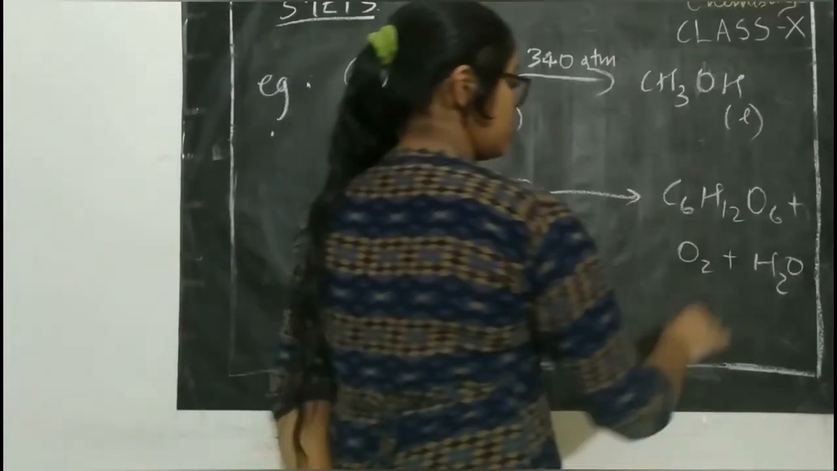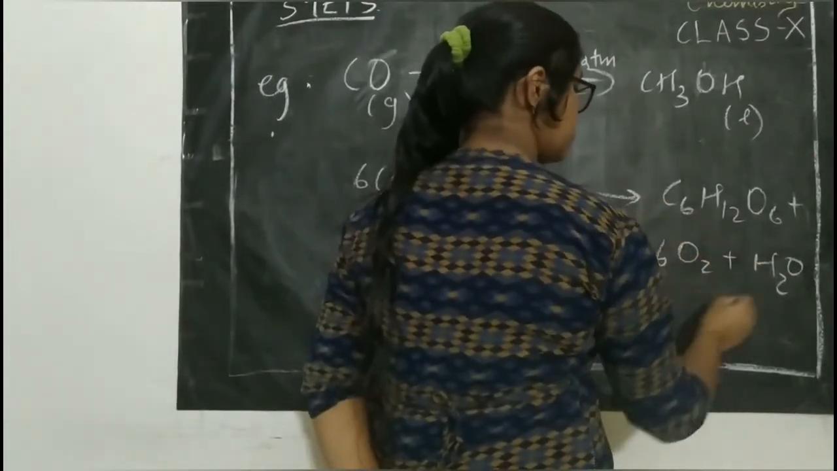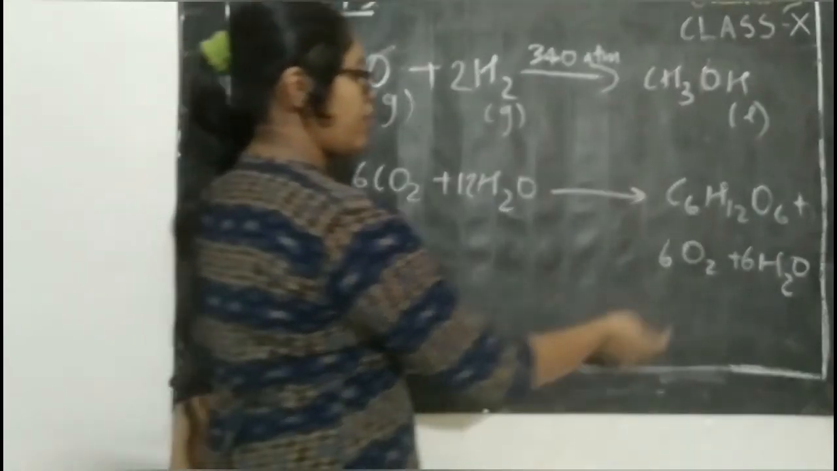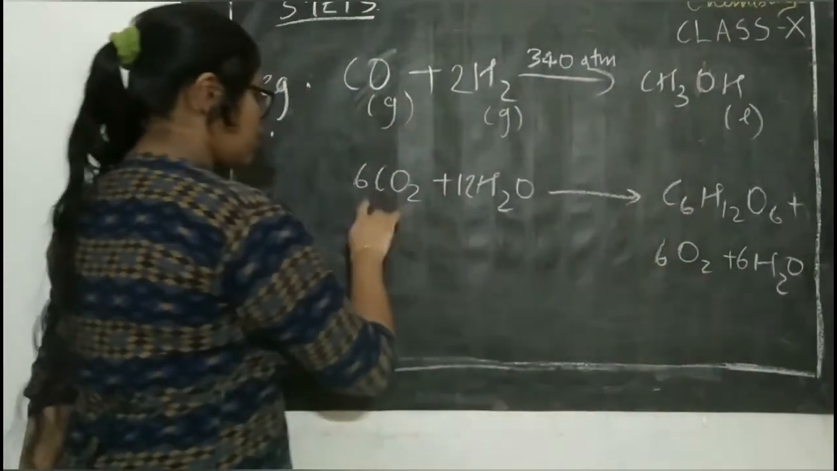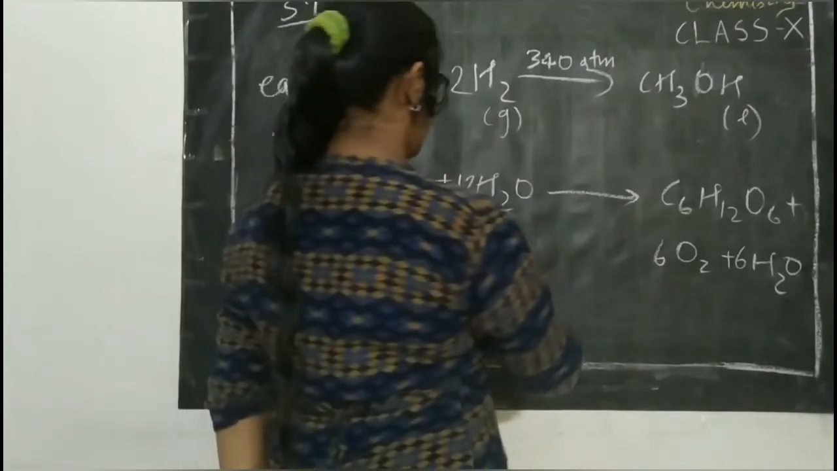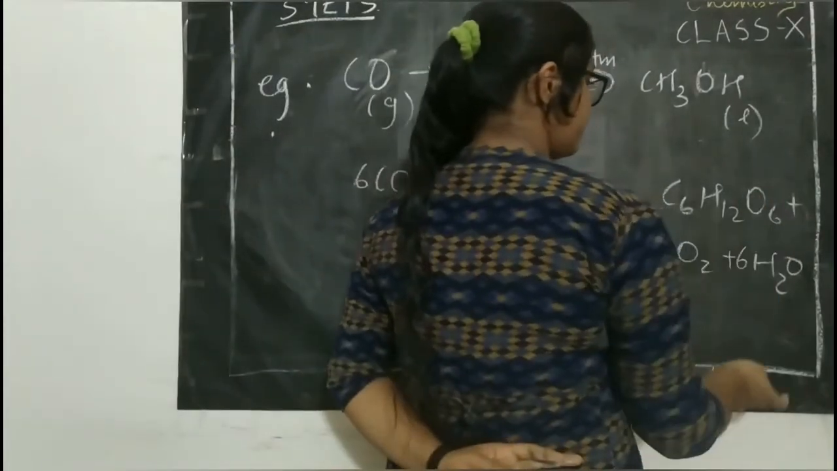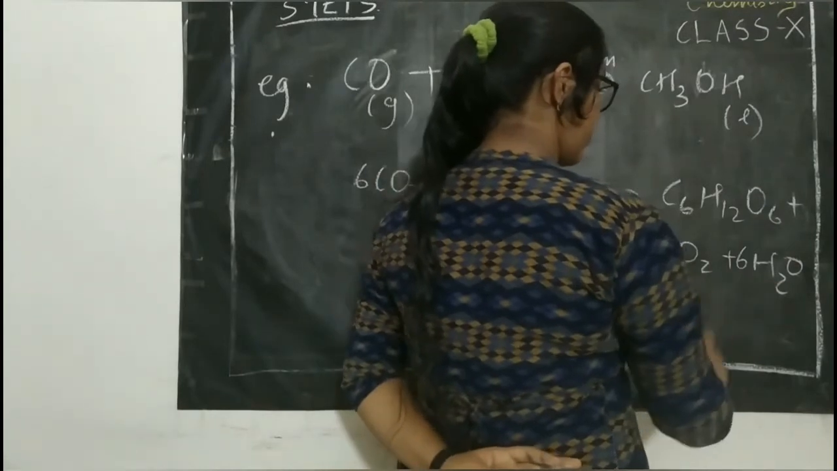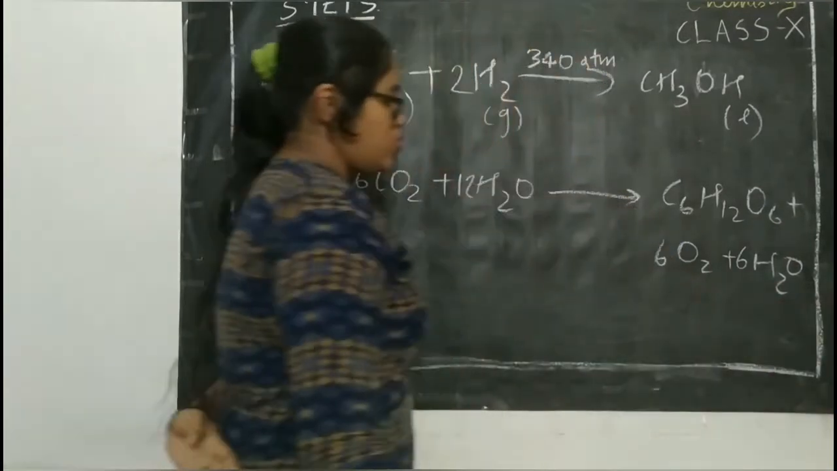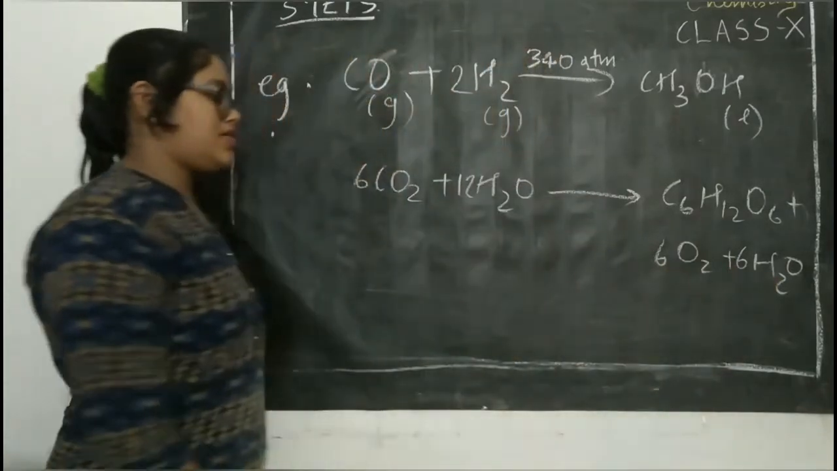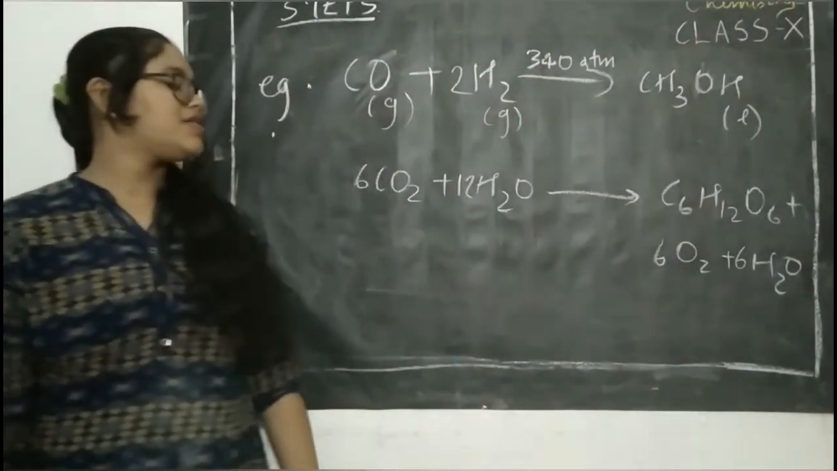12, 6, okay, 6 carbon. 12 is 2 and 12 is 2, 24 O2. So we have 6 plus 12, 18 plus 6, 24, and 24 hydrogen, 12 plus 12. Yes, the reaction is balanced.